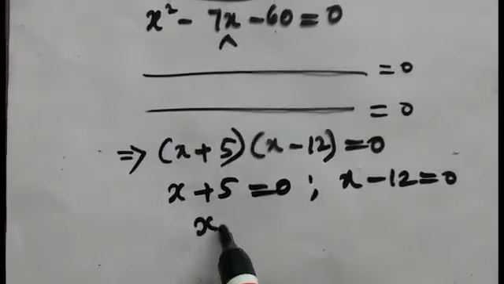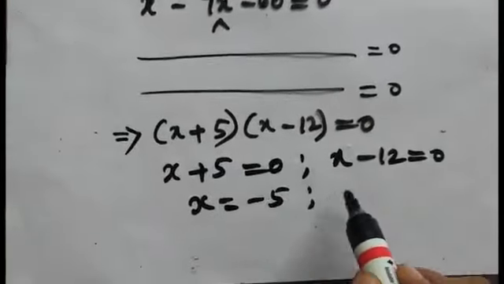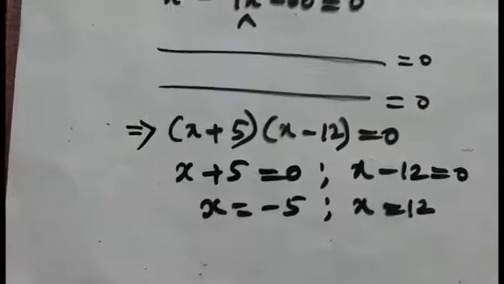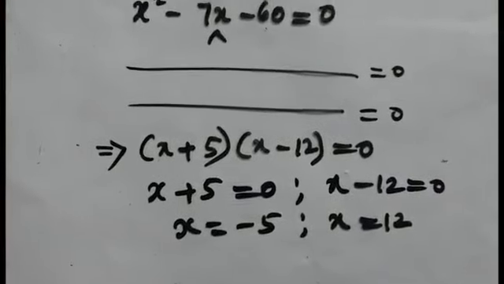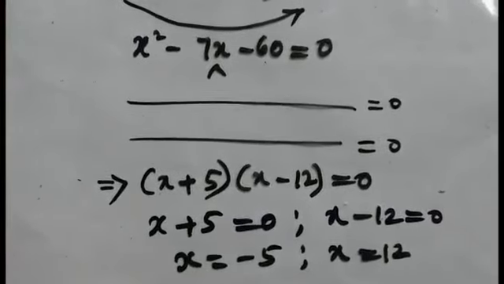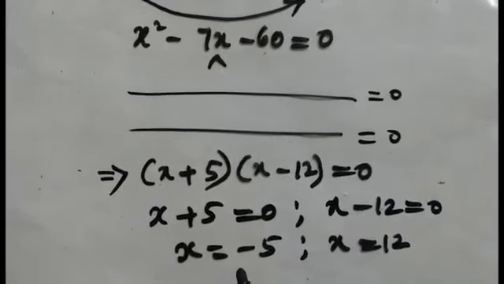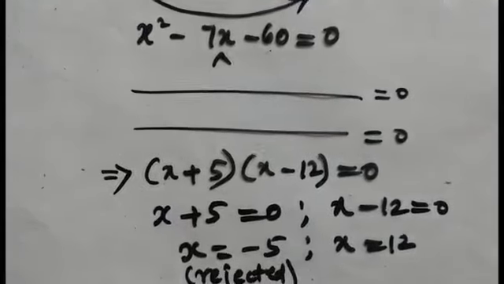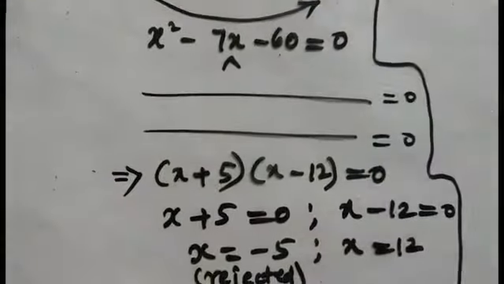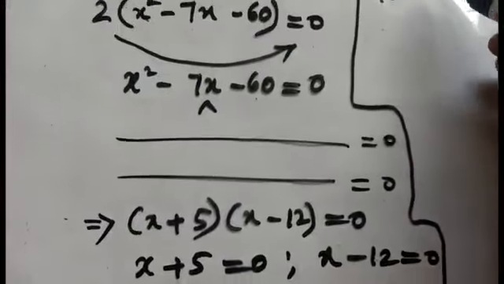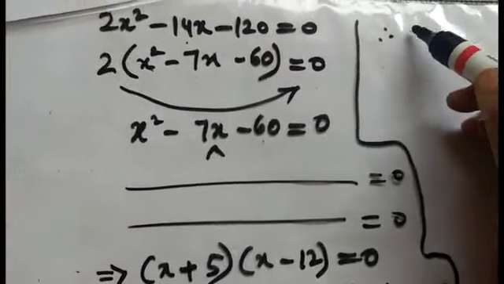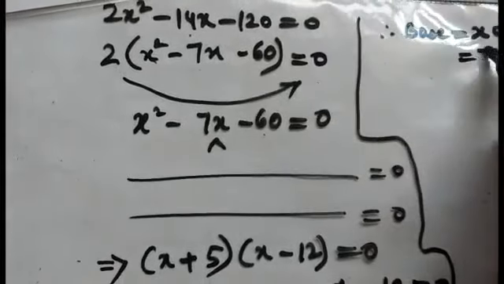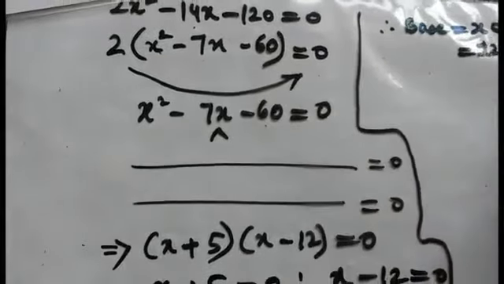So we need to find out the value of x. So I will equate each of the factors with 0. Okay, x minus 12 equals to 0. x equals to minus 5, and here x equals to 12. Now if you look back at the question, what was he asking us? Find the other two sides. The other two sides are nothing but the length of one line or one side. And always remember, length or any measurement won't be a negative number, so this is rejected.